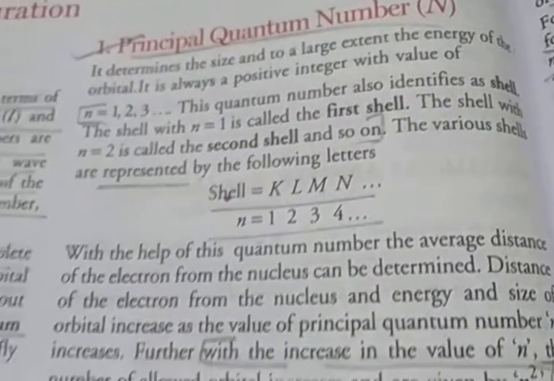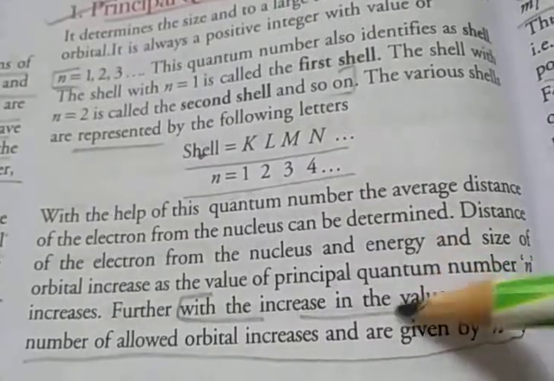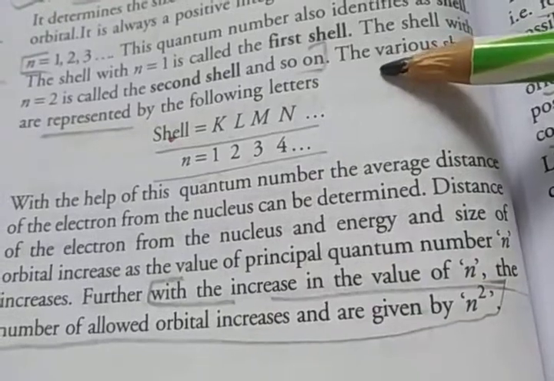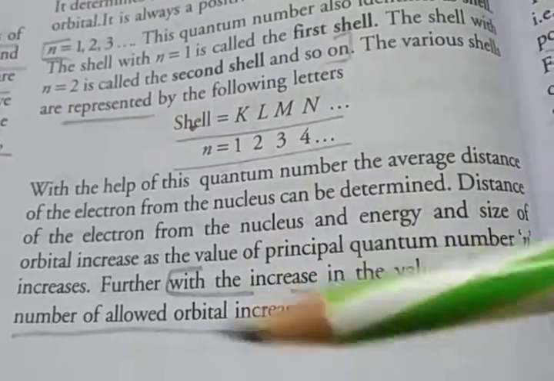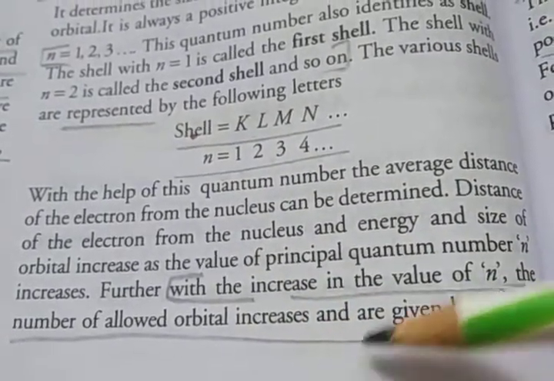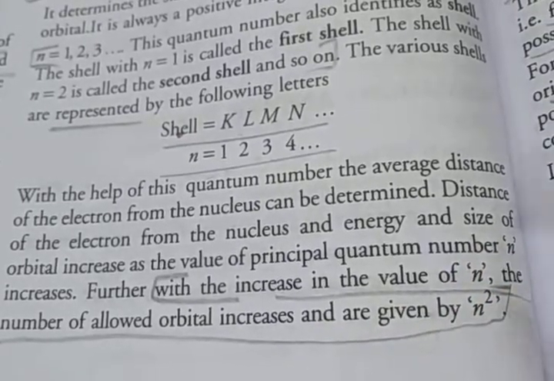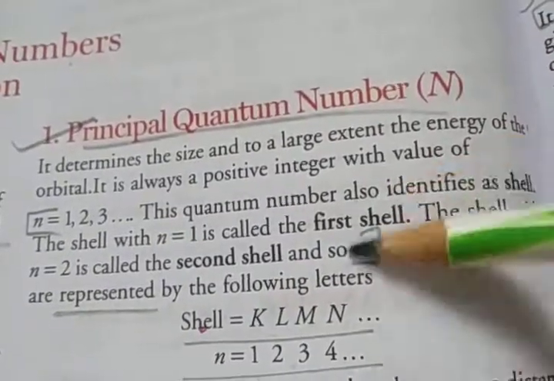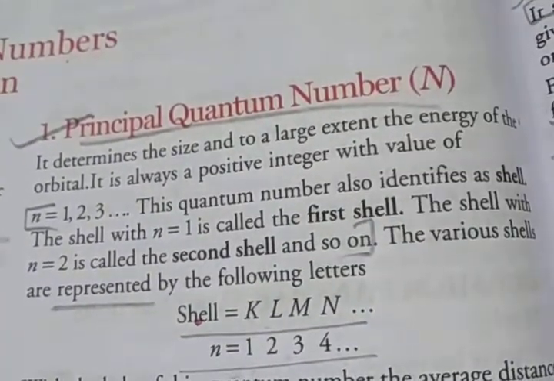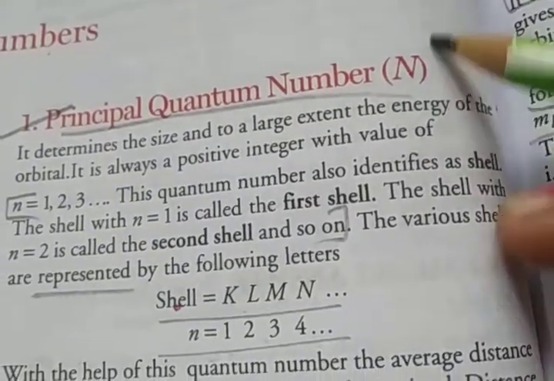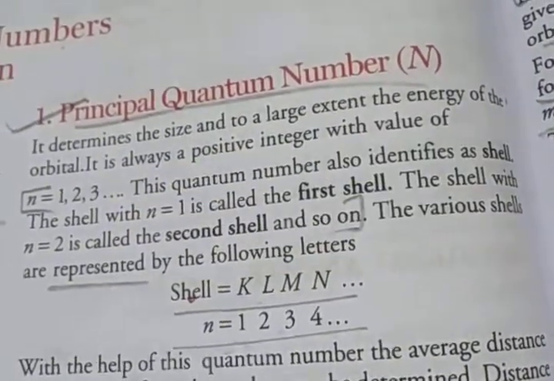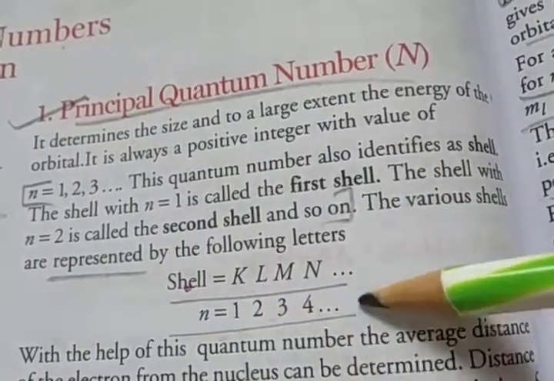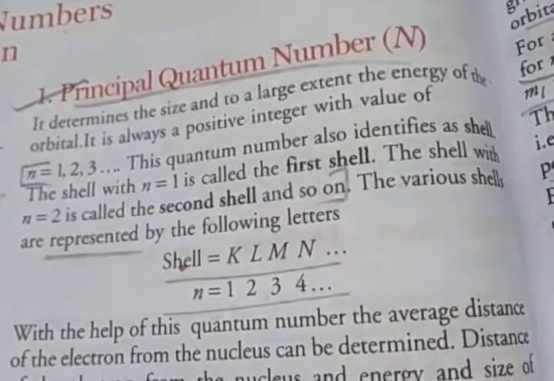With an increase in the value of small n, that is, an increase in the shell, the number of allowed orbitals also increases, and the formula is given by n square. So the principal quantum number, indicated by n, determines the size and the energy of the orbital, and it also identifies the shell. 1, 2, 3, 4 indicate shells K, L, M, N. Clear?